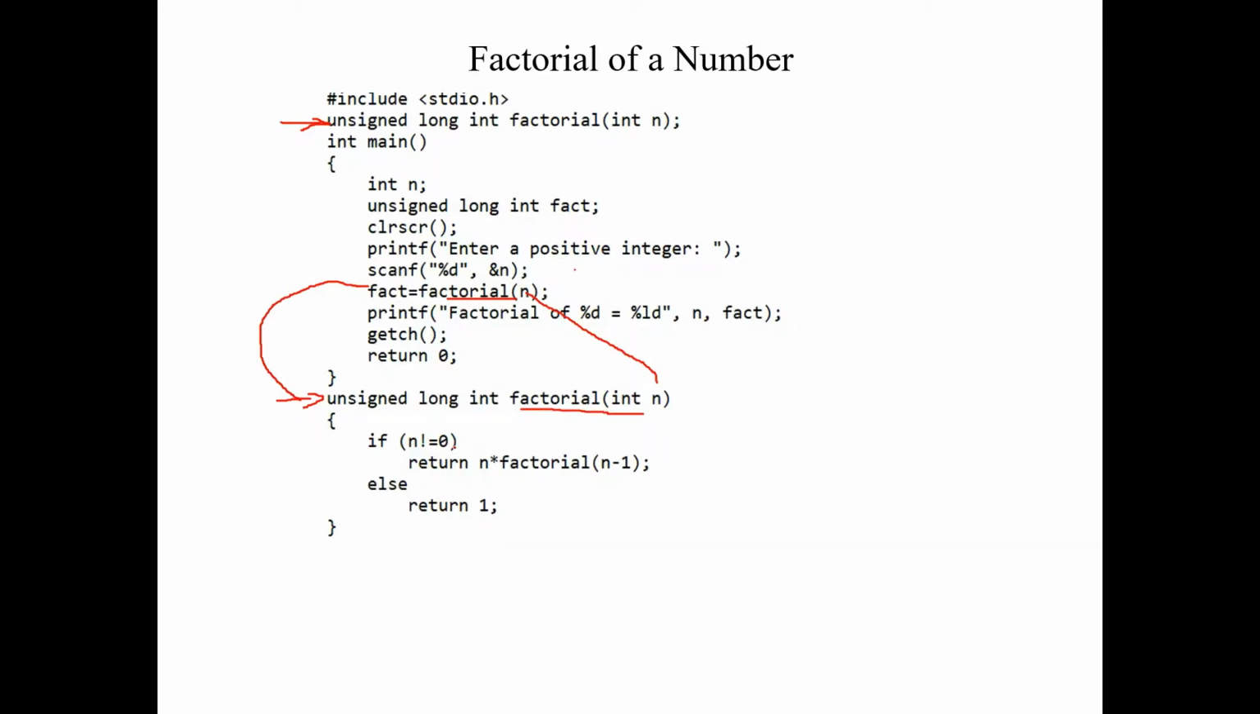So what is the base condition over here? We are checking whether n is not equal to 0. If it is equal, it will move to the else part and it will be returning 1. This will be the base criteria.